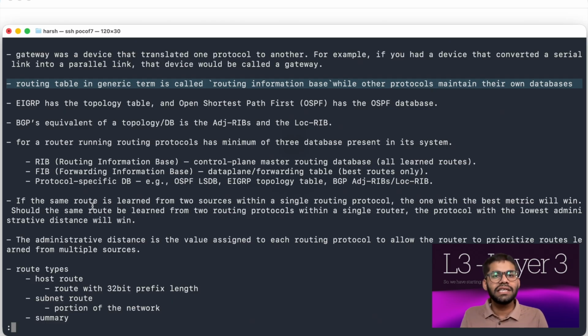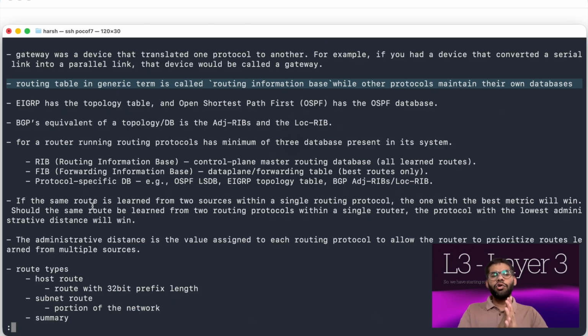While some protocols keep the metric simple. For example, the RIP protocol just keeps hops as a metric, so it ranges from 0 to 15. The administrative distance is the value assigned to each routing protocol to allow the router to prioritize routes and learn from multiple sources. So we have been through this. And finally, the last topic for the day is route types.